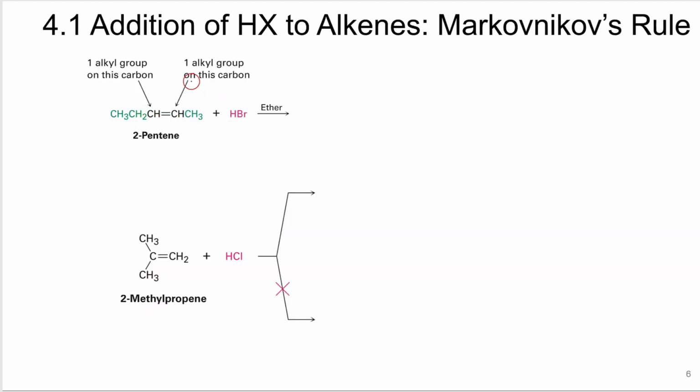We can look at another example of that, where on both of these carbons there's only one alkyl group. There's an alkyl group here, there's one here. There's not going to be a large preference for either one. There are more carbons on this side, but the substitution of that alkene is the same. So this one will not be regiospecific. We can get Br here or on that one.